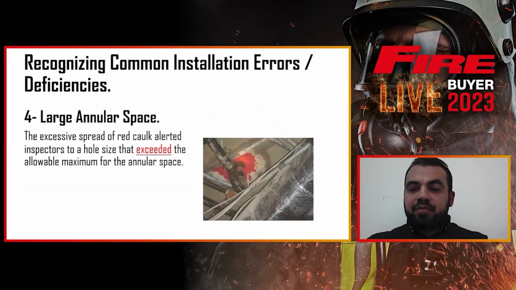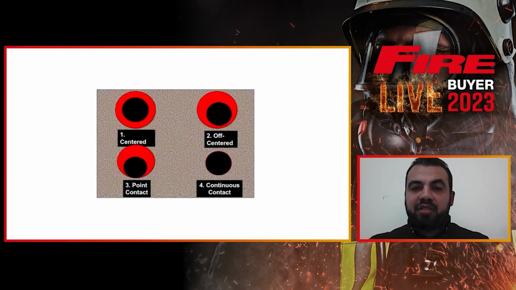Large annular space. This is also a common installation error, where your opening is wider than the limitation accepted by your tested system. In this case, as you can see in the photos, an intumescent material will expand more than the required expansion, and this will affect the integrity of the Firestop material. It will not work as intended. You need to make sure that your system is installed within the limitation of the opening size and the annular space size.